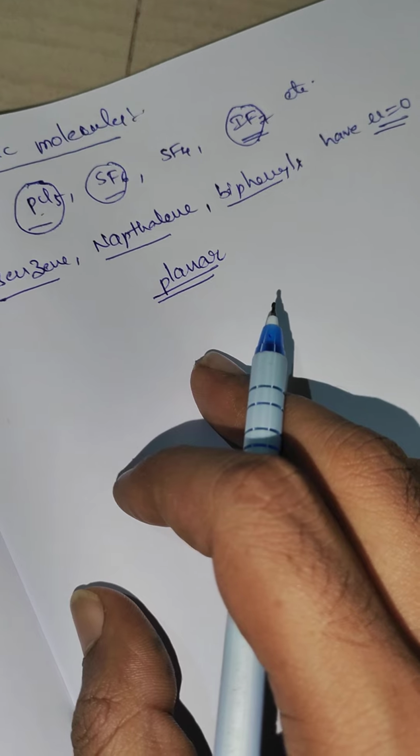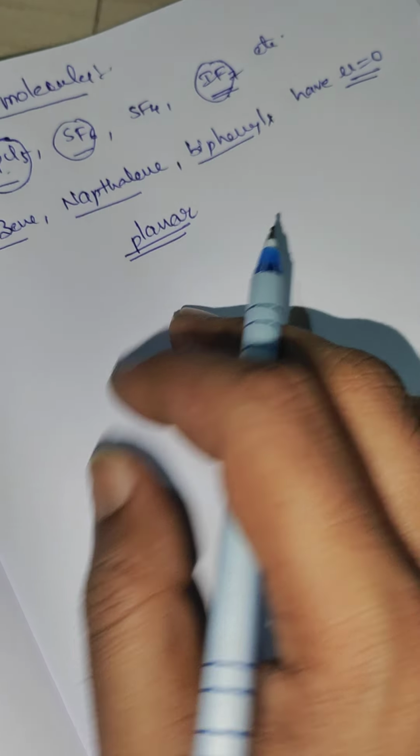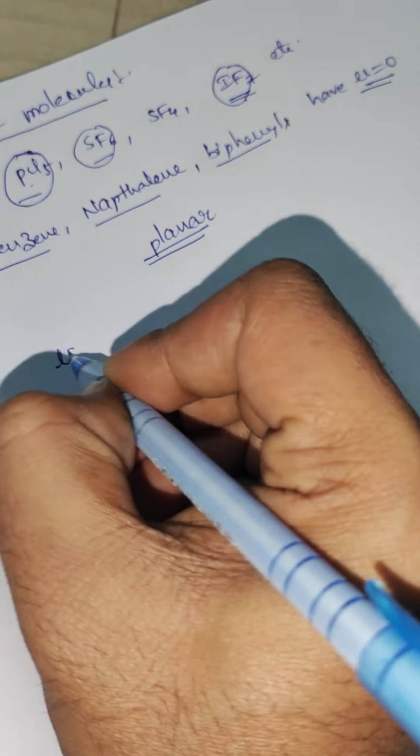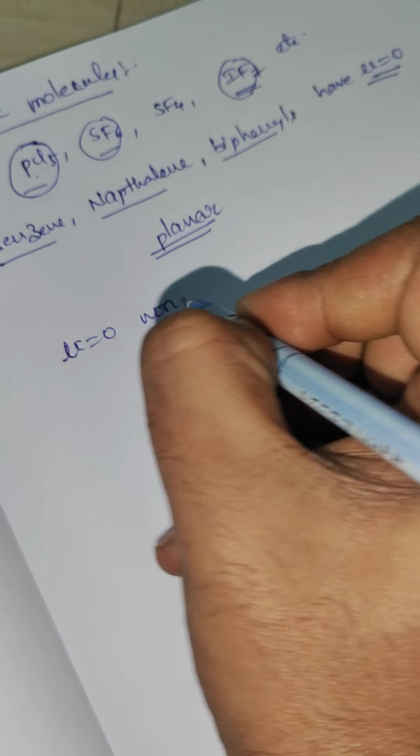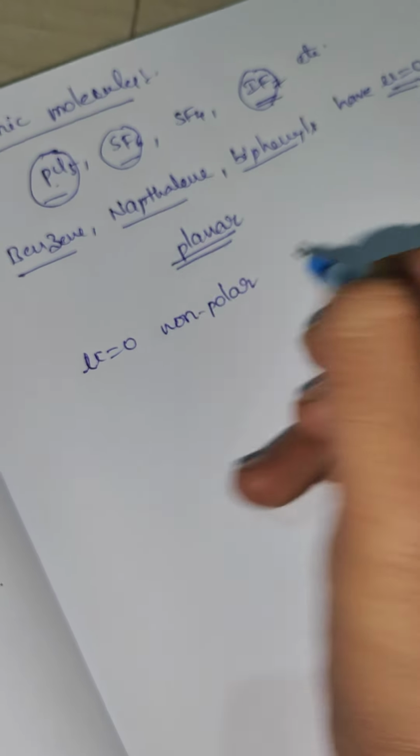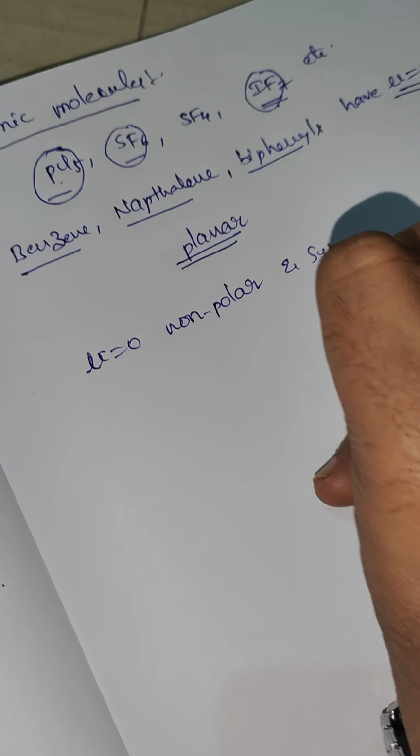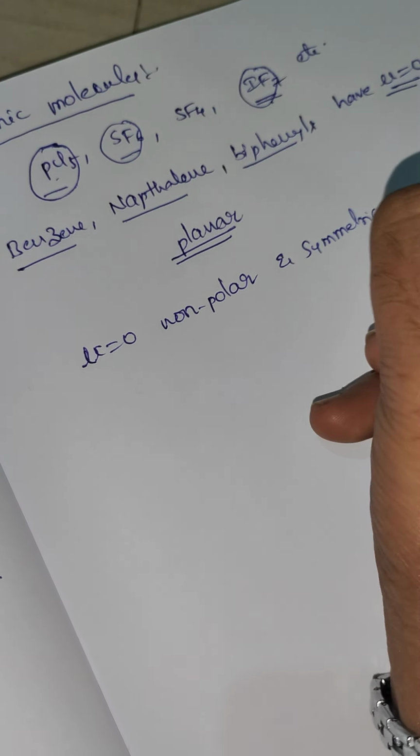Due to planar structure, symmetrical or not, that is what is called non-polar. Mu equal to 0 means we call it non-polar. Non-polar and symmetrical.